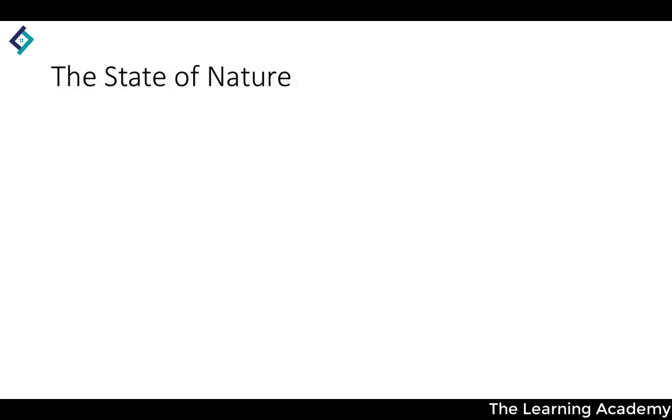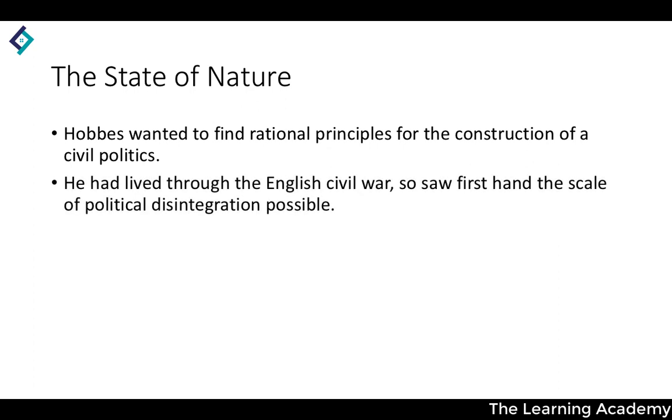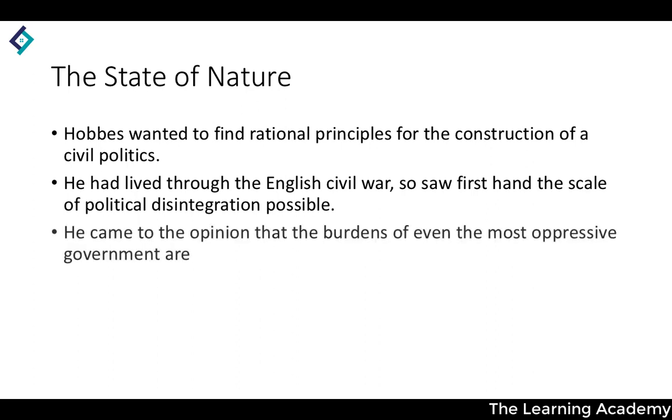So what is the state of nature? When it comes to his rationale for the state of nature, Hobbes wants to find principles for the construction of civil politics. And he lived through a period of quite significant turmoil. He lived through the English Civil War. And so he saw firsthand the scale of the political disintegration that was even possible, the way in which politics can almost collapse in times of war, in times of civil war.